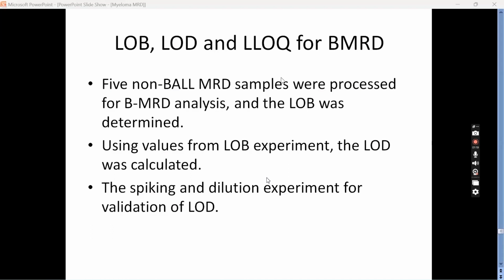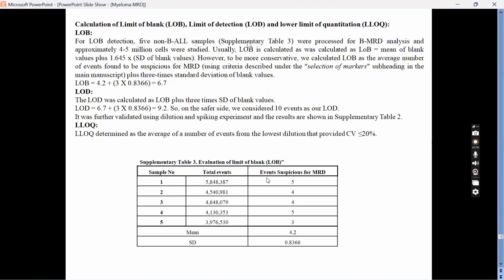Okay. So once you have established the limit of blank, the limit of detection is more of a mathematical calculation. I'll just read it out. For LOB determination, 5 non-BALL samples are processed for BMRD analysis, and the number of events you want to acquire depends upon what you are practicing. For example, if you want high sensitivity, you can go up to 5 million events. For BMRD, 2 million is fine to achieve that cutoff of 0.01. I've taken this from the paper, but it still depends upon the number of events you are acquiring for your BMRD, the same number of events.